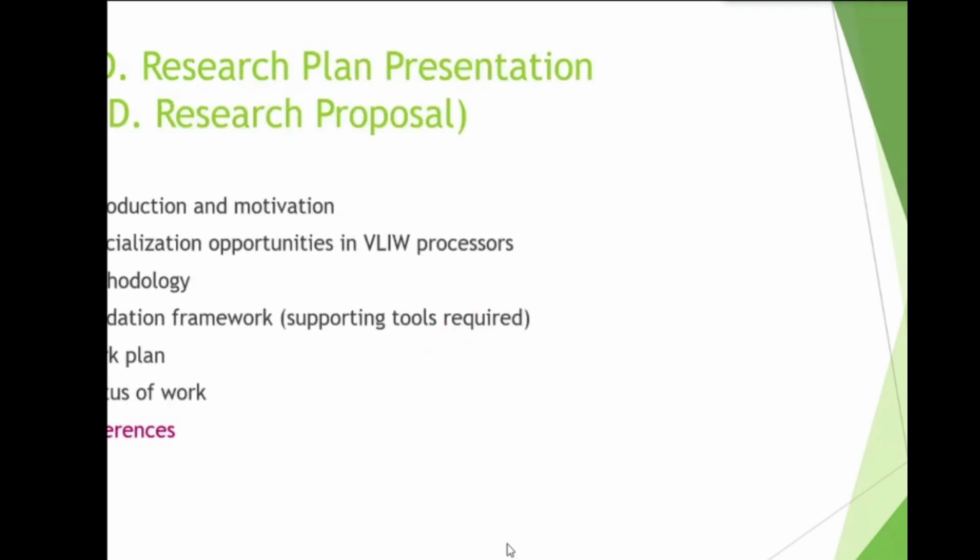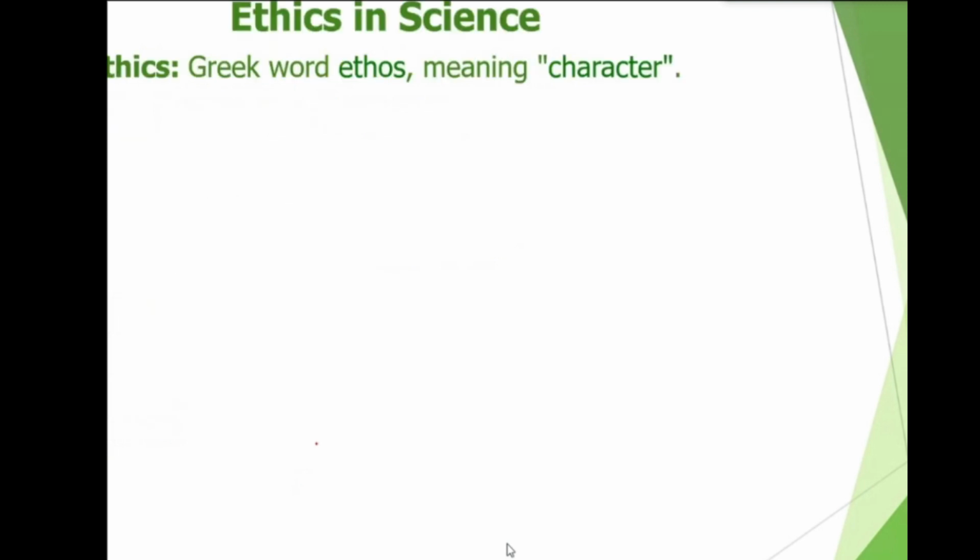next few slides. So roughly the same aspects will be there for your PhD research proposal, but there is no budget part here. It has the introduction, your specialization opportunities in, let us say, some processes that you are going to work on, and then the methodology, validation framework, work plan, status of work, and then references. The earlier proposal I described is for any kind of scientist, and this is for PhD students, and you can read a little more in this direction on how a PhD research proposal would look.